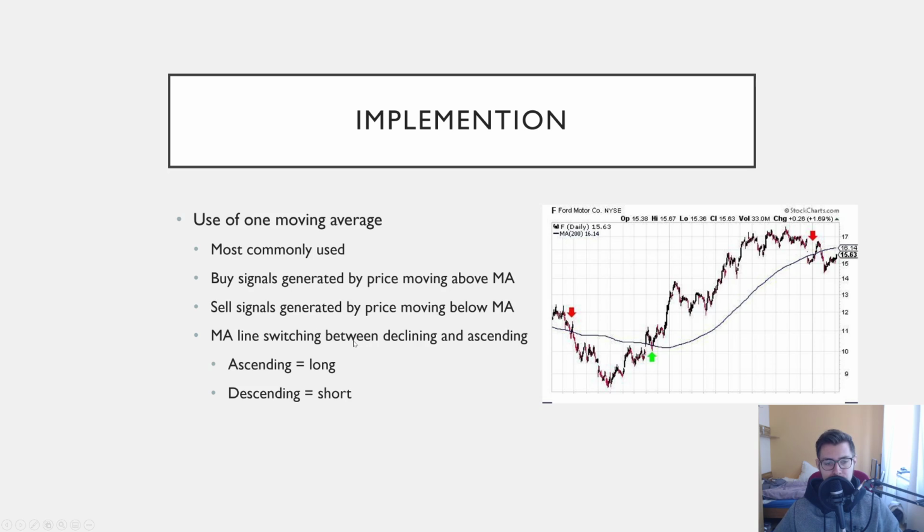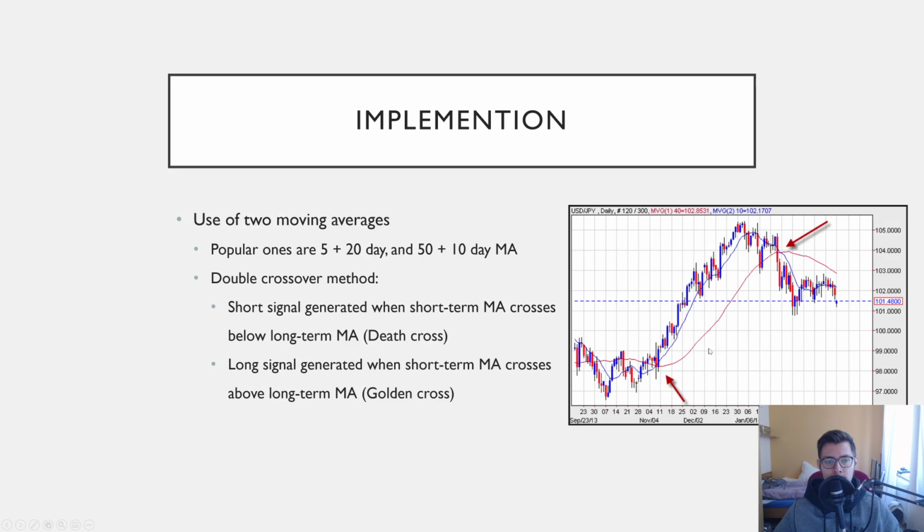Very simple. And the moving average is also turning between declining and ascending. So you can see the moving average is here declining or flattening out, and then you can see the moving average starts to ascend, which also sends bullish signals. So that is also a sign of the trend.